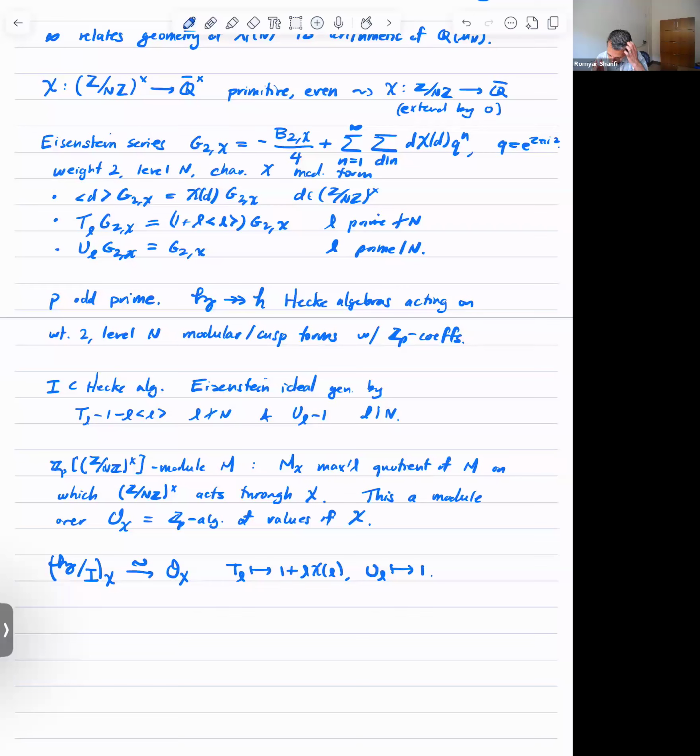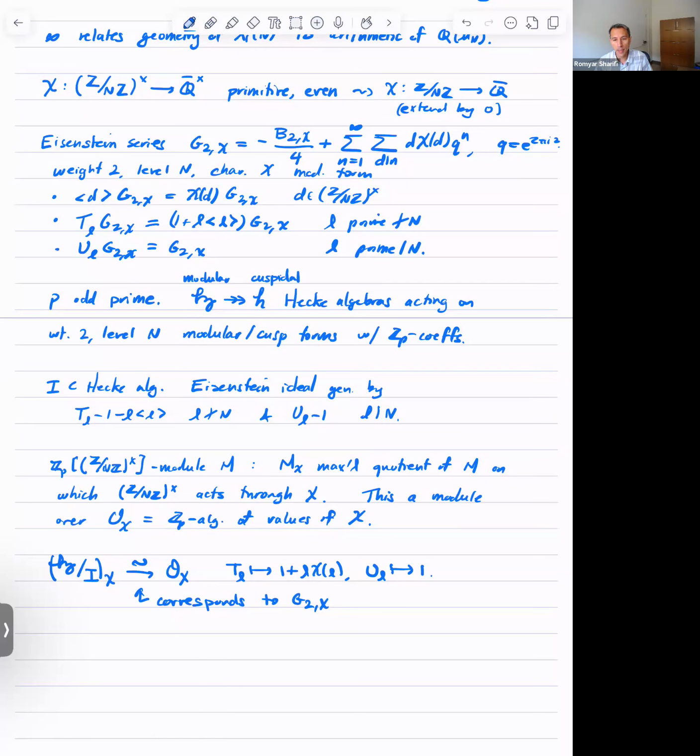But this is coming from the Eisenstein series, right? This corresponds to G_2 chi. But because the Eisenstein series isn't a cusp form, you don't have a homomorphism from the cuspidal Hecke algebra. So this is the modular Hecke algebra, and this is the cuspidal Hecke algebra, just acting on cusp forms, to O_chi. Rather, you have a homomorphism to a quotient.